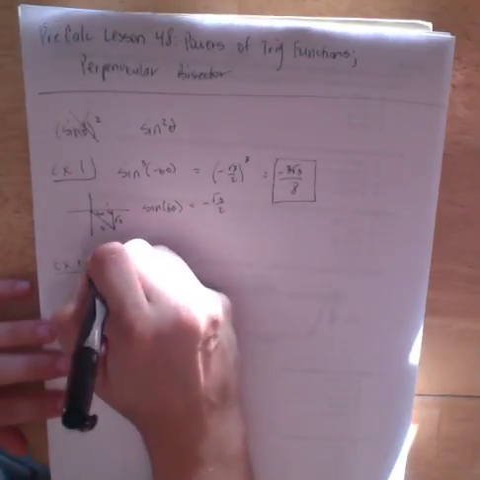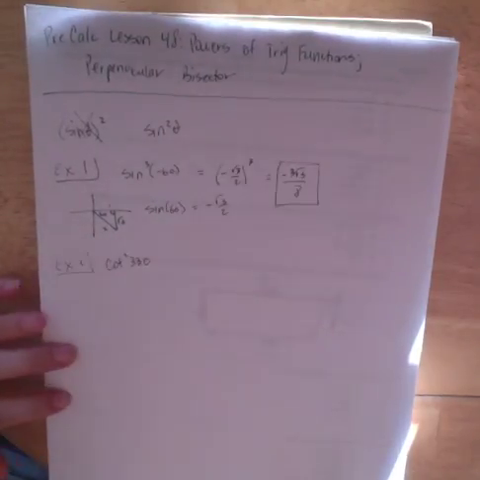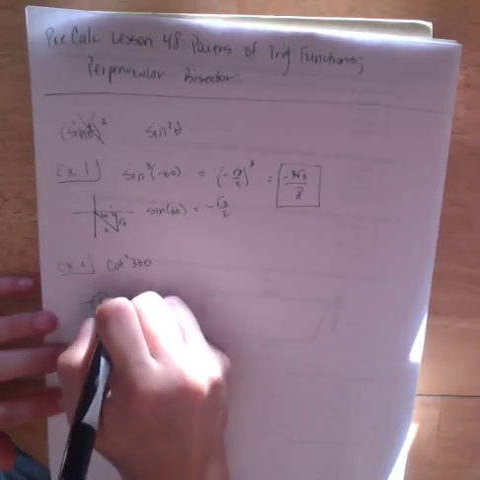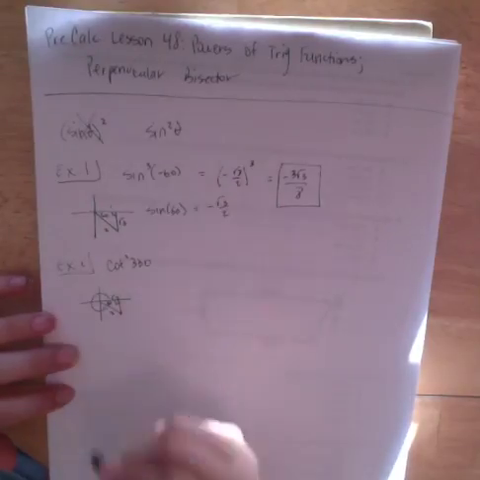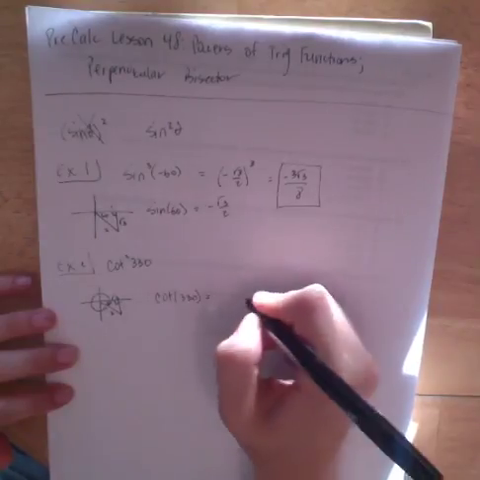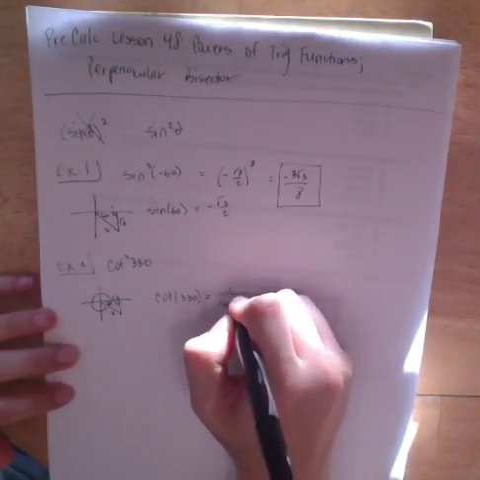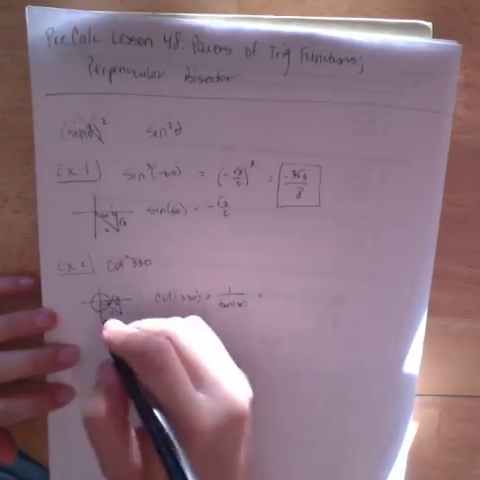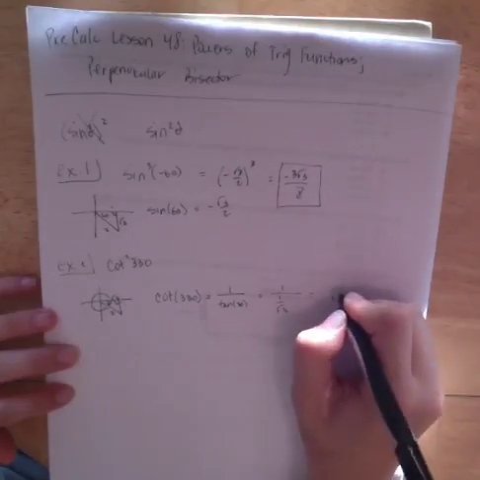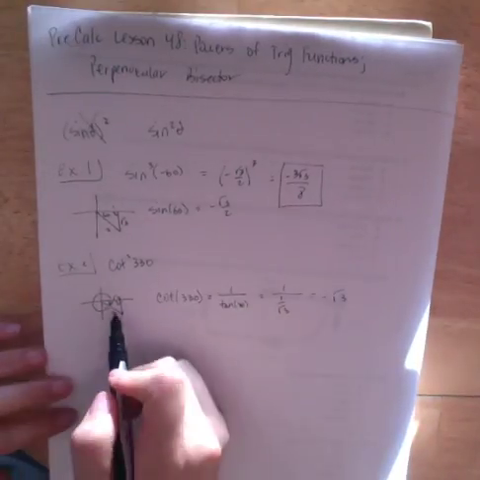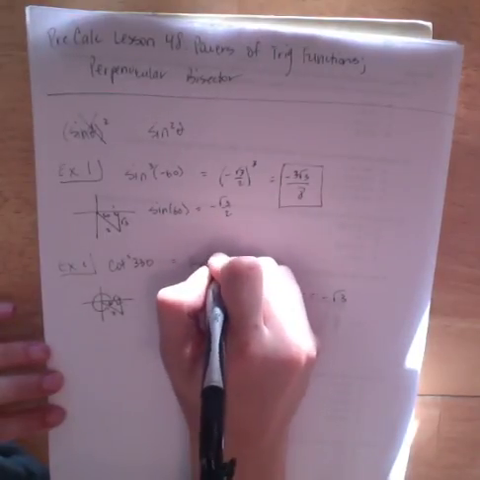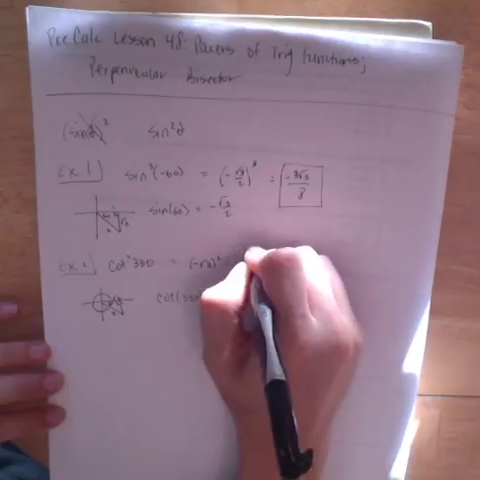We're going to have the cotangent squared of 330. So 330 again puts us over here. So we have 30, 60, 90. So the cotangent of 330 is 1 over the tangent of 30. We know the tangent of 30 is opposite over adjacent, so we have 1 over root 3, which gives us root 3, and it is negative because we're in the fourth quadrant. So now what we get here is negative root 3 squared, which gives me positive 3.